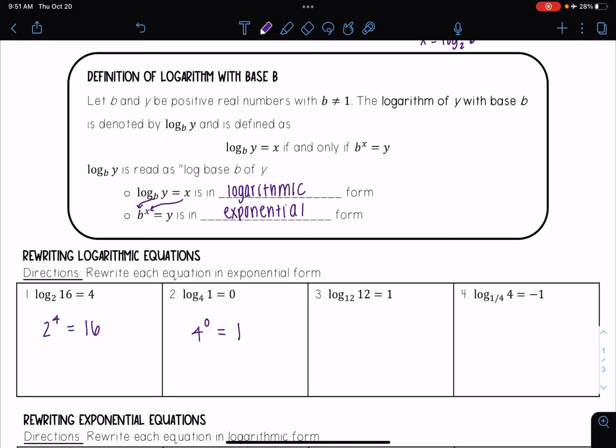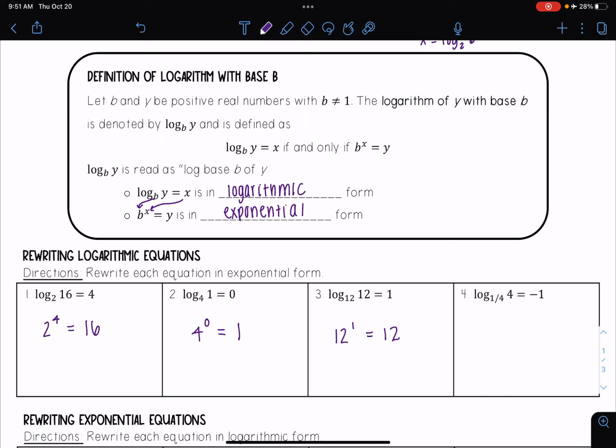Number 3, log base 12 of 12 is equal to 1. So my base 12 is still my base here. What it's equal to is my exponent, and equal to 12. Check my work, 12 to the 1st power is 12.